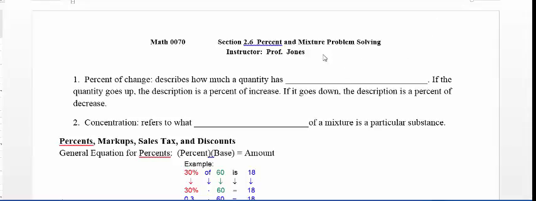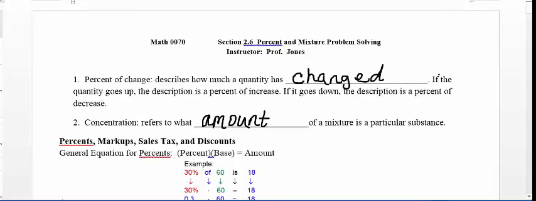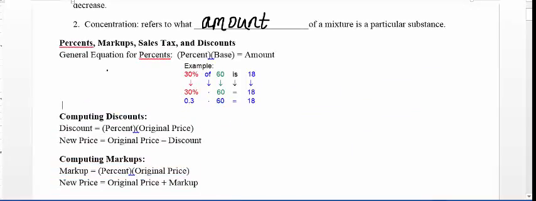All right, so let's take a look at section 2.6, the worksheet where we're looking at percentage problems. Percent of change describes how a quantity has changed. If the quantity goes up, the description is percent increase. If it goes down, it's a percent decrease. Concentration refers to what amount of a mixture is in a particular substance.